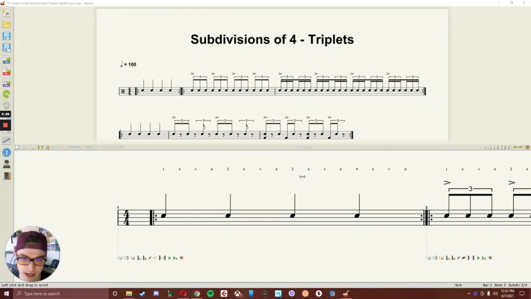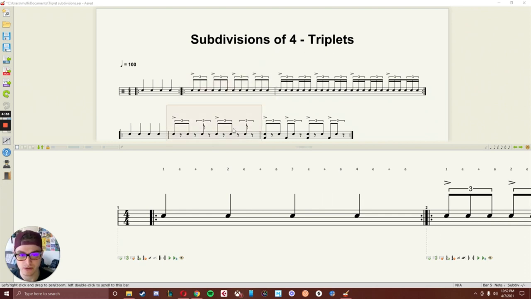Hey everyone, so as promised, this week we are going over the second part of the subdivision series. It's just the two videos for now. I might go into more detail on some more complicated patterns later, but for the time being, I wanted to focus on subdividing in fours and subdividing in triplets, in threes, rather. You can think of it that way.